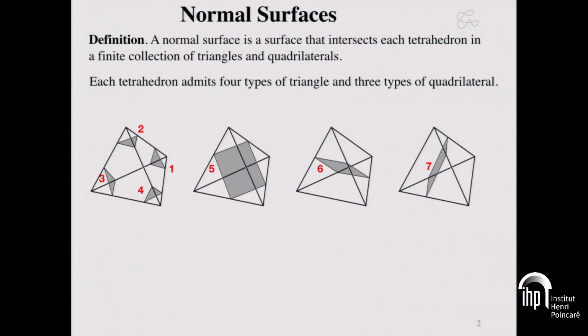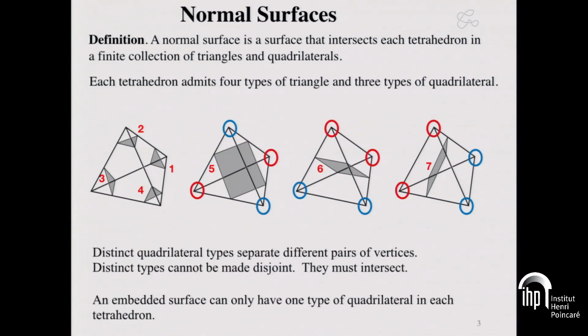So one important fact that comes up, and I'll come back to this, is that you can only actually have one of these 3 quadrilaterals in a tetrahedron, because if you had 2 different types, they would be forced to intersect. And we're only working with embedded surfaces. I should have maybe emphasized that. The theory of normal surfaces describes embedded surfaces. It does not describe immersed surfaces. And it's an interesting question as to why. We'll see that in a minute. So these are just indicating how these quadrilaterals separate the 4 vertices in 3 different ways.